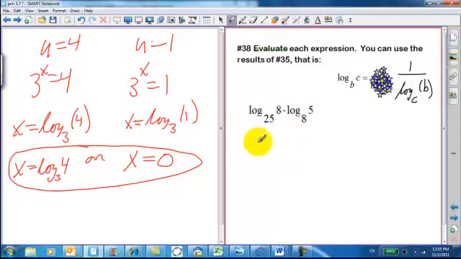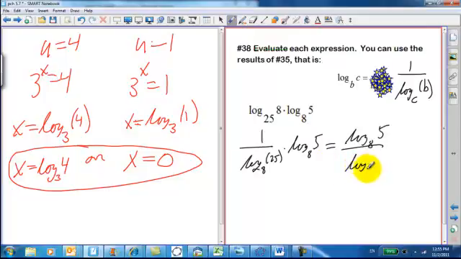because watch what happens here. This is 1 over the log base 8 of 25 times the log base 8 of 5. And so it's the log base 8 of 5 over the log base 8 of 25. Now you got a couple things you can do here. You can actually see that this is equal to the log base 25 of 5. And what power do you raise 25 to get 5? You raise it to the 1/2 power.